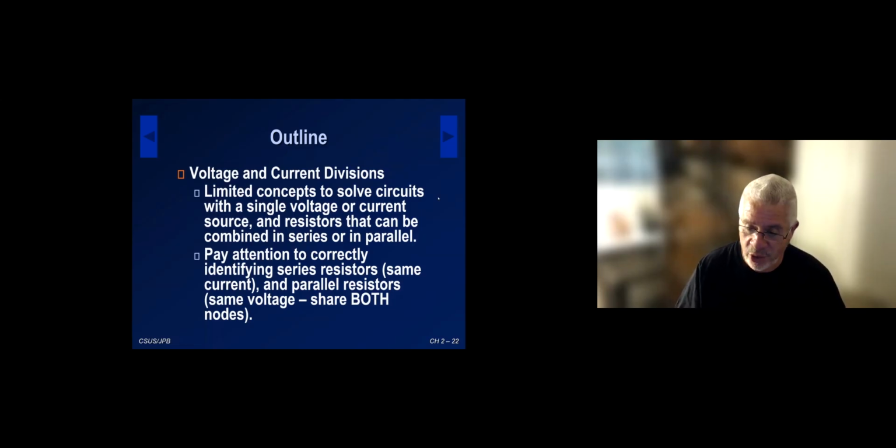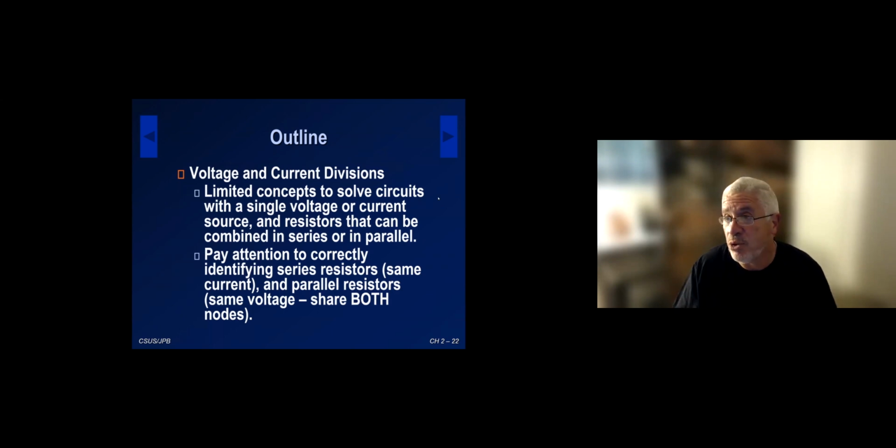In terms of circuit analysis, they actually represent a limited, and I underscore limited, method to analyze some basic circuits. And what are these basic circuits? Circuits that have one independent voltage source or one independent current source and resistors that can be combined either in series or in parallel. So for this limited class of circuits, voltage and current divisions are a possible solution.